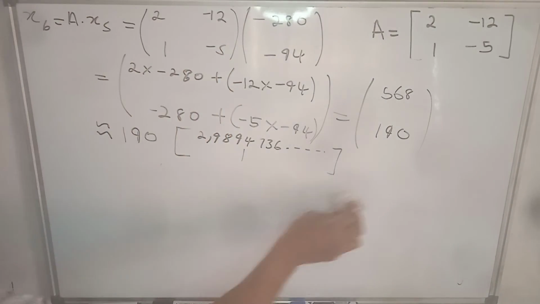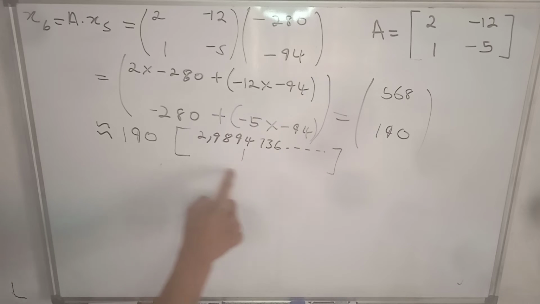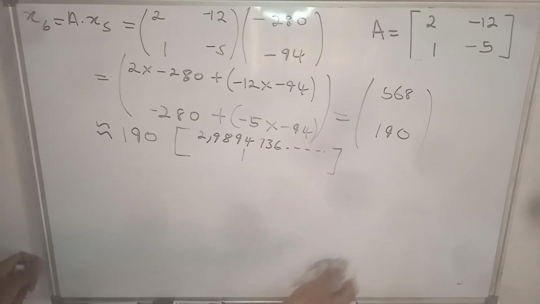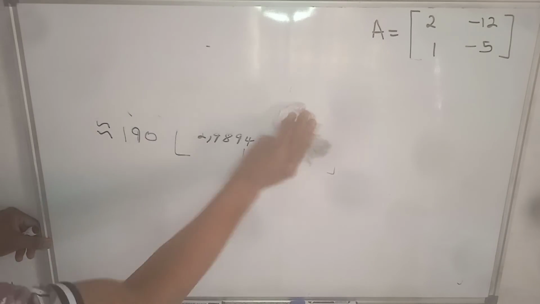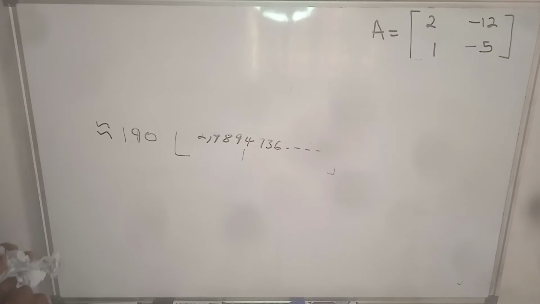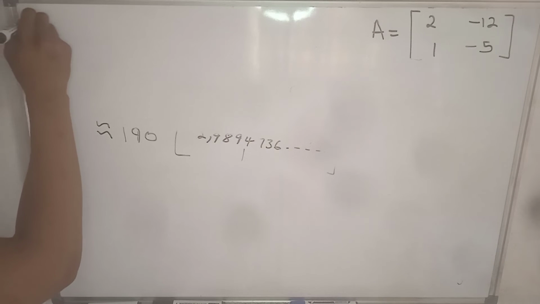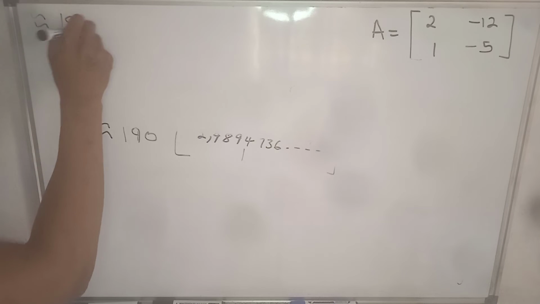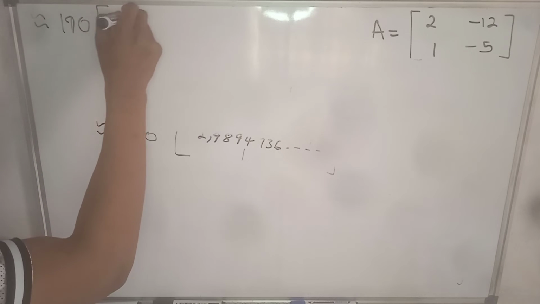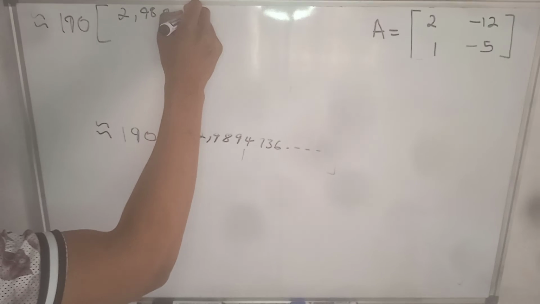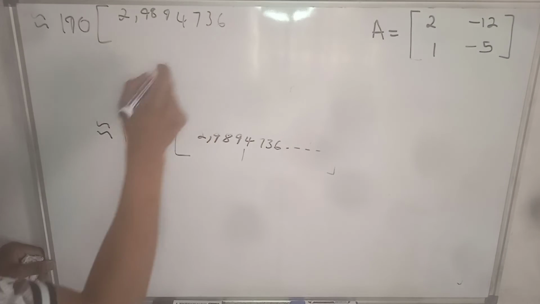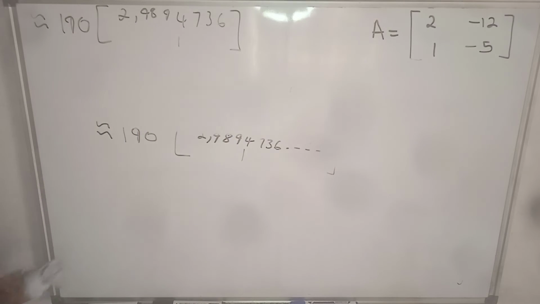So guess what, guys? This is my dominant eigenvector. Let me write it somewhere. So this is my dominant eigenvector, which is 2.98, 94, 736, and 1.